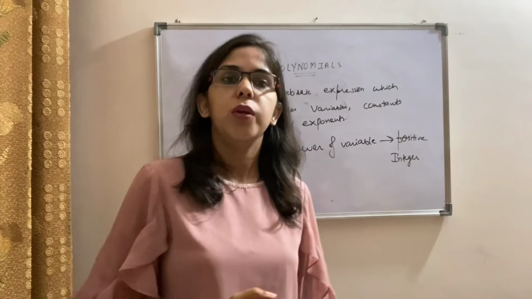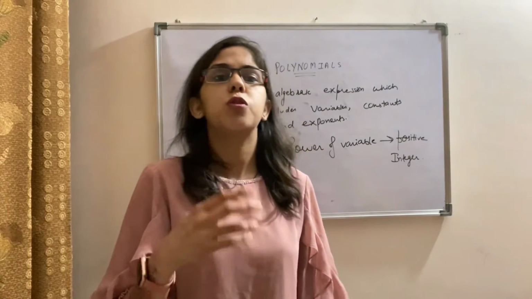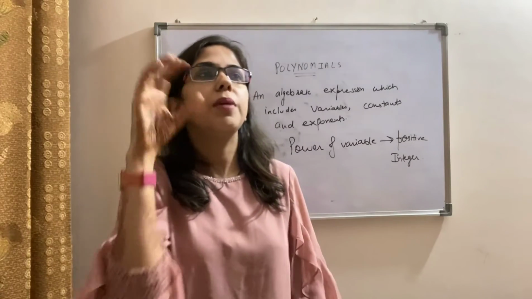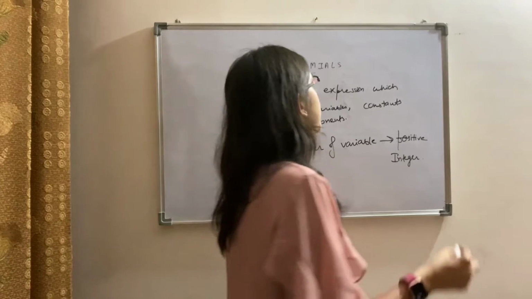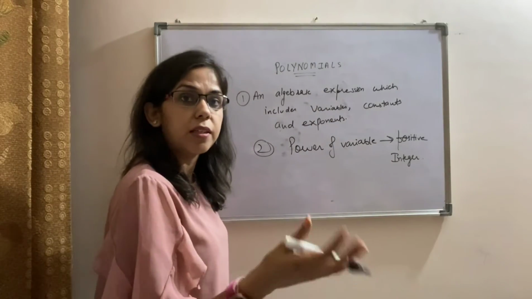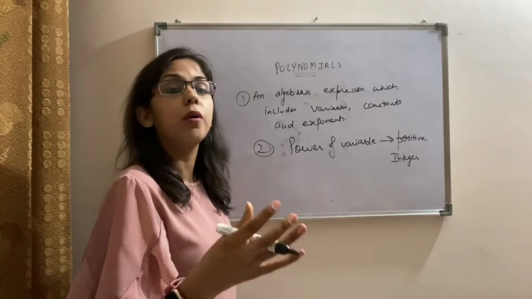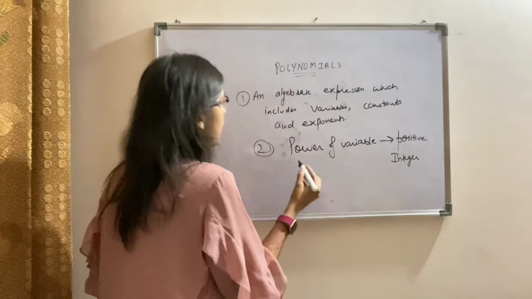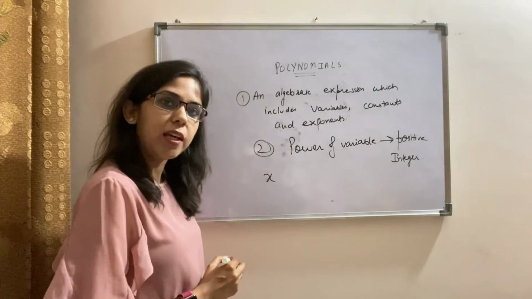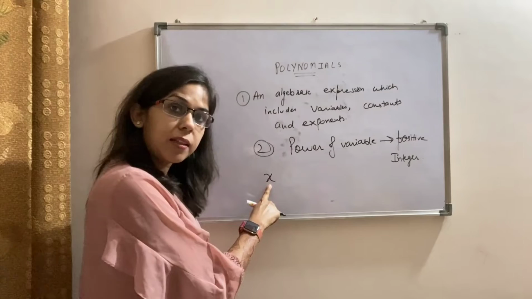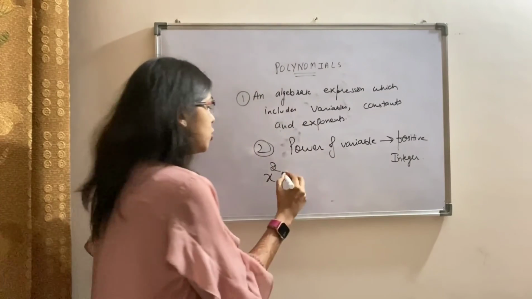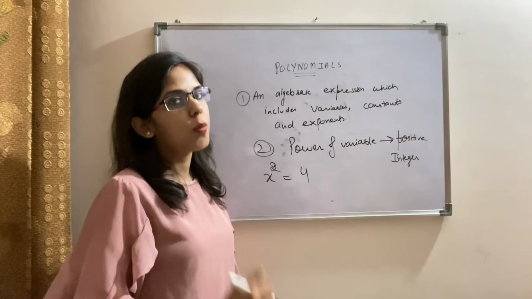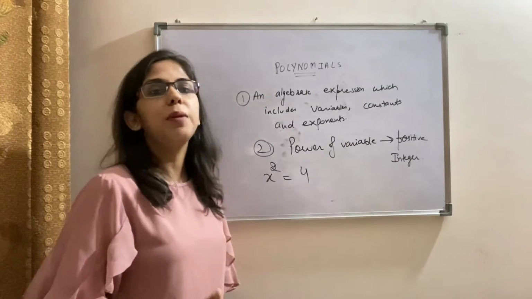Suppose I ask you, can you tell me any number which, when you square it, you get 4? See what you are doing in your mind. You are making it a mathematical statement. You don't know that number, it's an unknown number for you, so definitely you are going to take the help of a variable to represent it. Suppose you take the variable as x. Tell me that number which, when you square it, you will get 4.